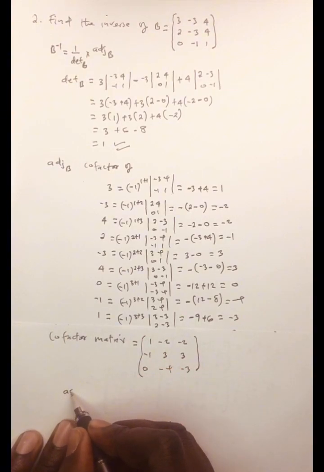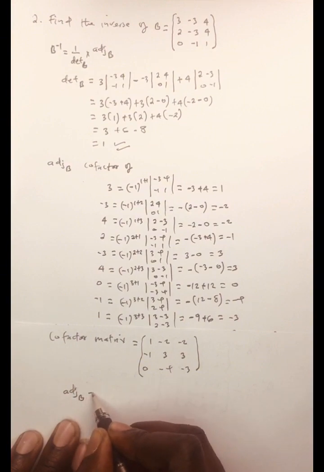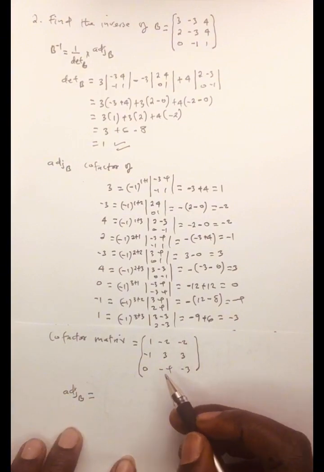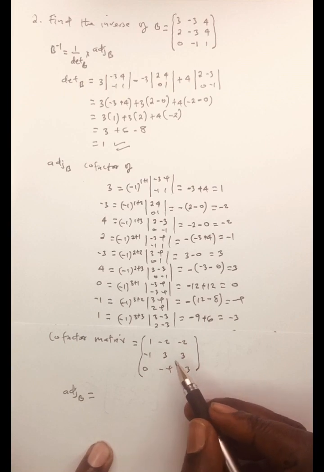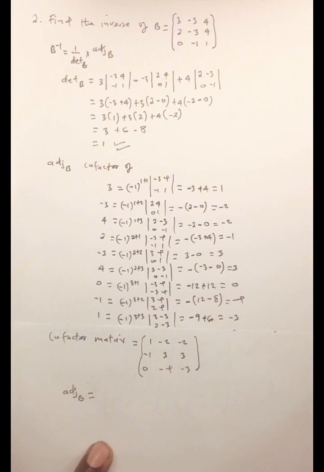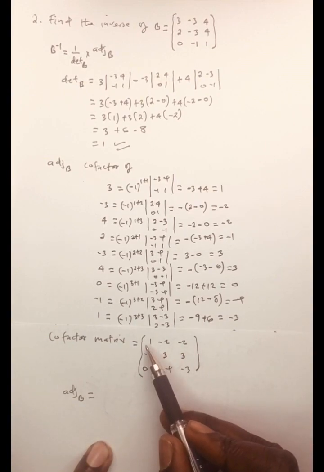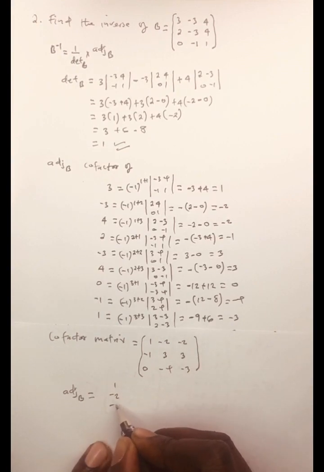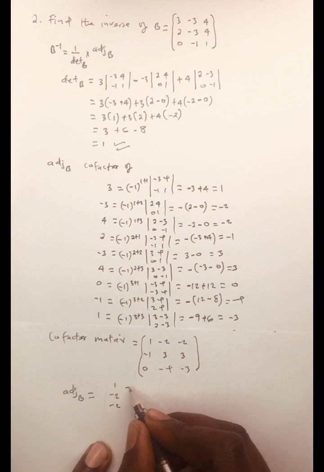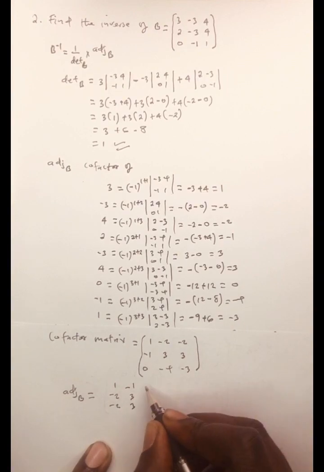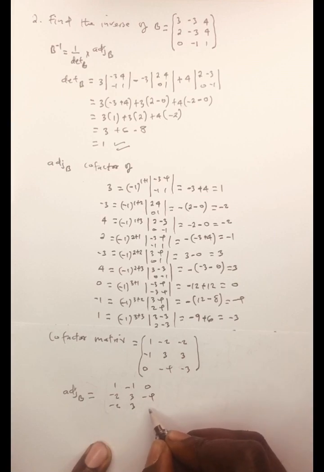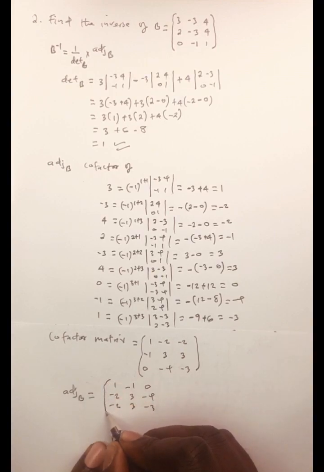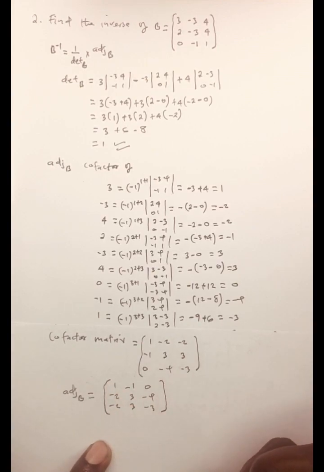So we can obtain the adjoint matrix from this by just taking the transpose of this cofactor matrix. So we'll do that by just using the first row to form the first column, that is 1, negative 2, negative 2, and the second row, negative 1, 3, 3, then you have 0, negative 4, negative 3. So that will be the adjoint of that matrix.